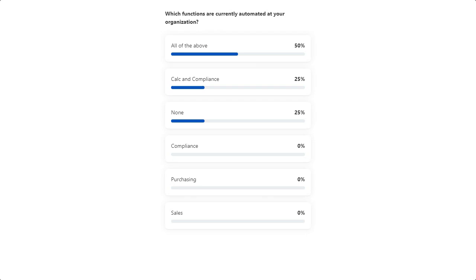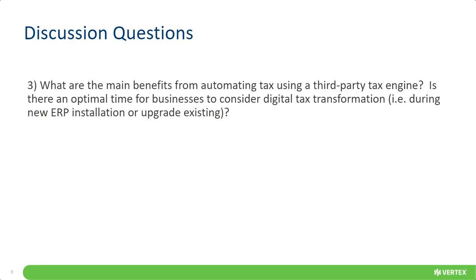Gotcha. Excellent. All right, let's move over into our next discussion question. So in terms of using a third-party tax engine, what are some of the main benefits from automating tax? And also, as the second part of this, is there any particular time that's best for businesses to consider a digital tax transformation effort?